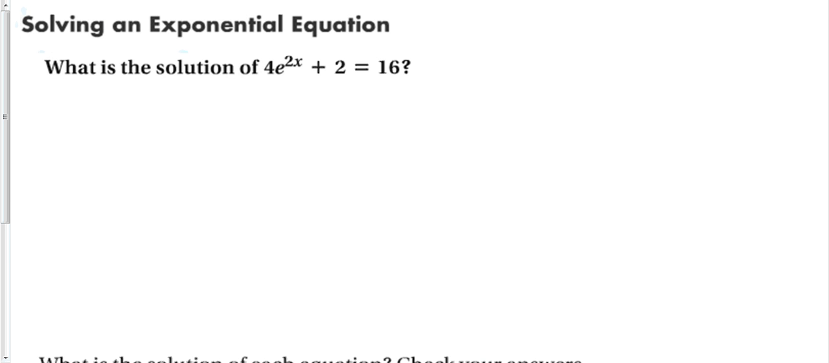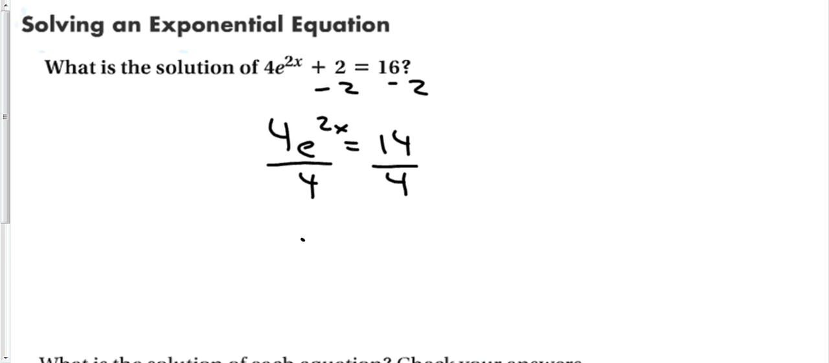Here, we see a problem that has a t in it. So our first step, and of course, our variable is in the exponent, which is what we want to simplify. Okay, so the first step is to get the e by itself. Nice and easy to start. You subtract 2 from both sides. That gives me 4e to the 2x equals 14. Divide both sides by 4. So we have e to the 2x is going to be equal to 3.5.